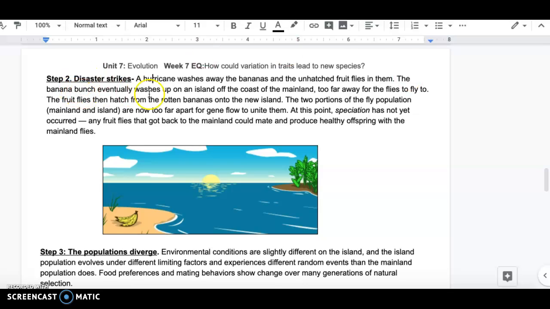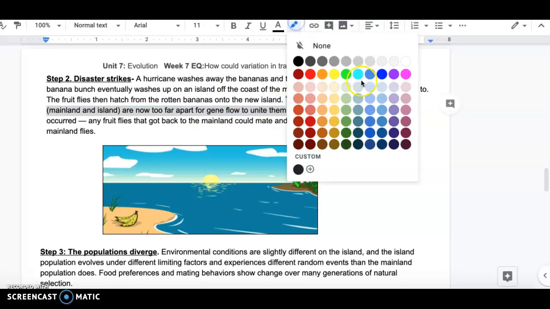The banana bunch eventually washes up on an island, that's what we see here, off the coast of the mainland, too far away from the flies to even fly to, right? So we see other flies over here, these flies on this new land, way too far to travel. The fruit flies then hatch from the rotten bananas onto the new island. The two portions of the fly population, mainland and inland, are now too far apart to reunite them.